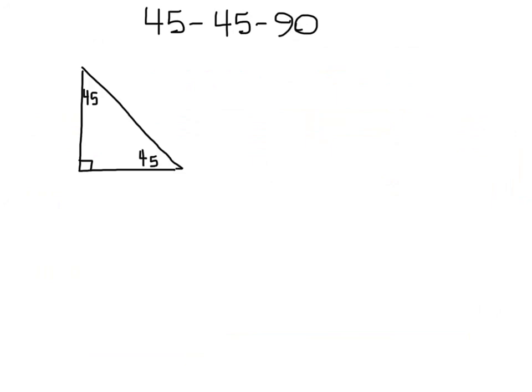Okay, so the first special right triangle is a 45, 45, 90 right triangle. And since it's 45, 45, I know that this is an isosceles triangle. So let's just say this side is 2, this side is 2. If I solved for x, I would get 2 squared plus 2 squared equals x squared. That's going to be 8 equals x squared. If I rationalize that, it's going to be 2 root 2.